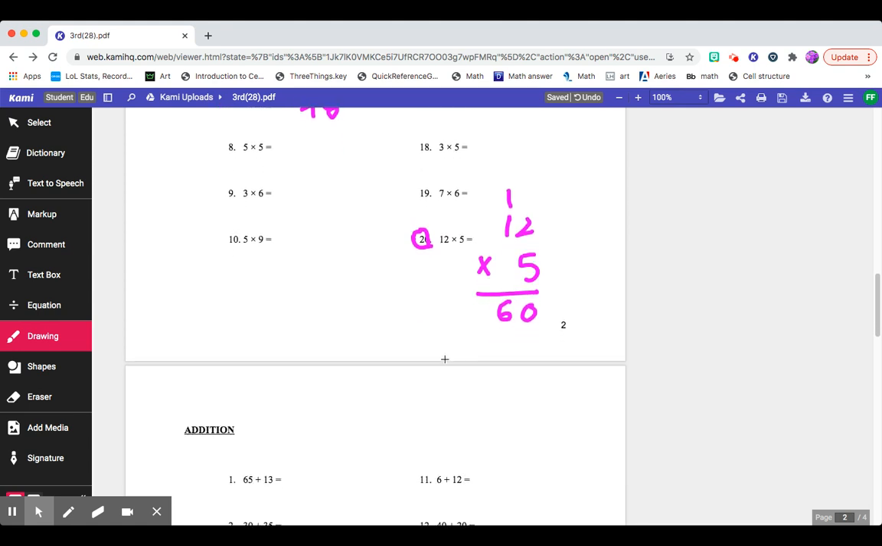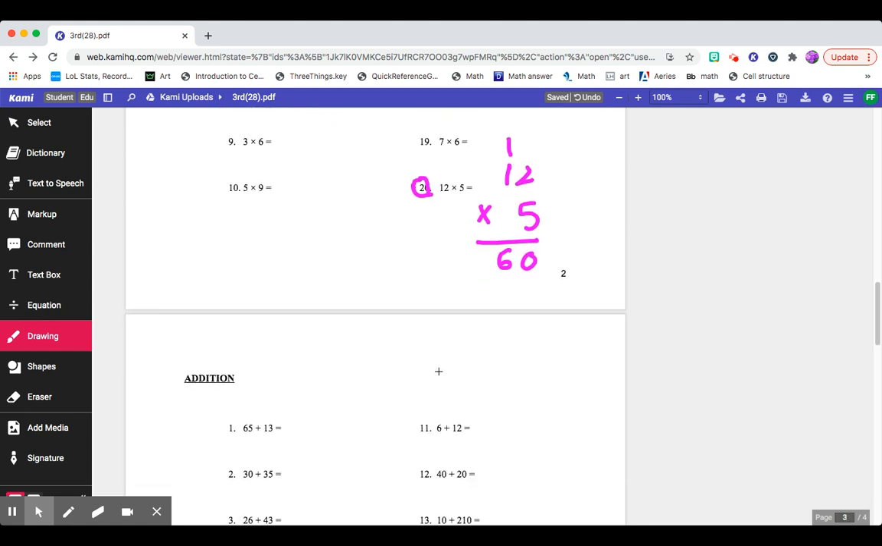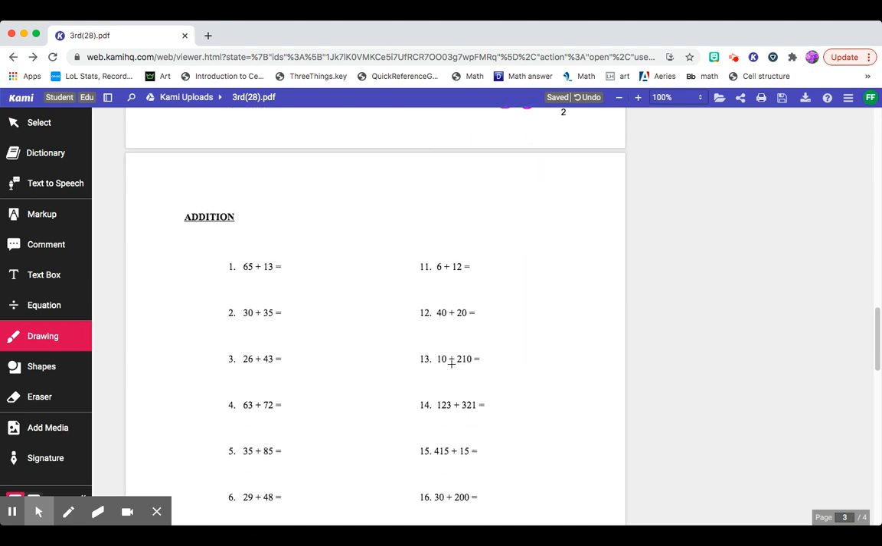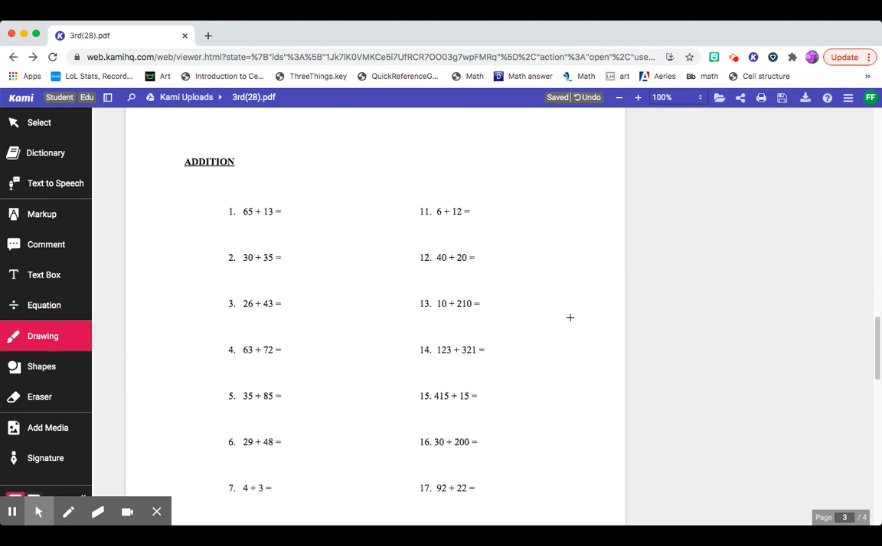I think everyone already knows about addition and multiplication. You guys are okay. But let's try for practice. Let's try number 1. 65 plus 13 equals what? 5 plus 3 equals 8, right? 6 plus 1 equals 7. Answer for number 1 is 78.